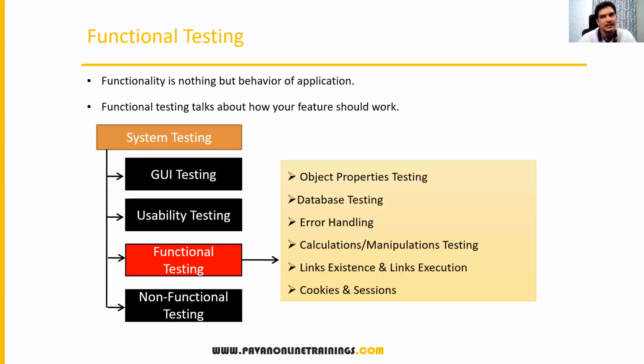These are all the different items which we have to verify or test as part of functional testing. Now let us discuss each and every one. First, object properties testing. So what is object properties testing? Let me just open the whiteboard. Just a moment.